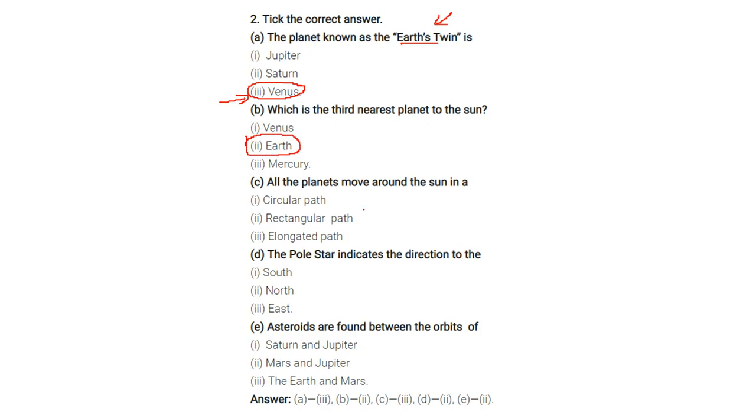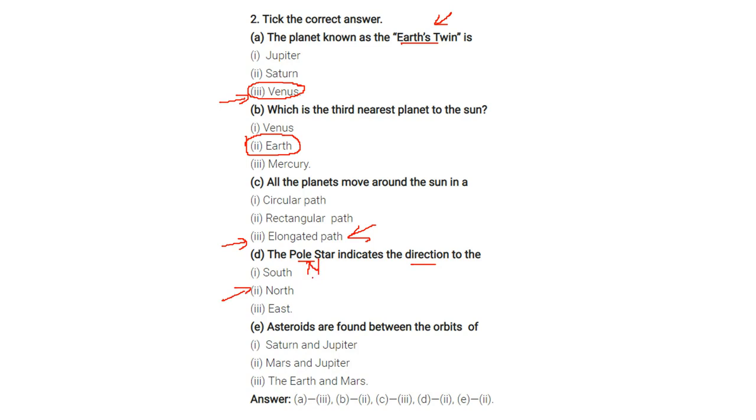All the planets move around the sun in, what is the orbit here? It's not a completely circular orbit. The answer is elongated orbit, or you can say near elliptical orbit. The pole star shows the direction of north.